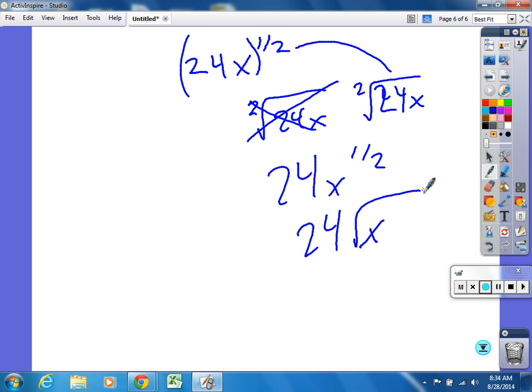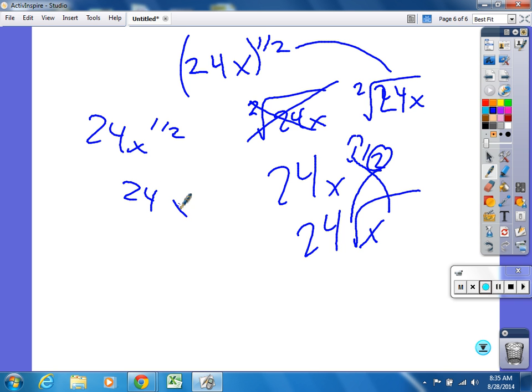Square root again, right? And what power on the x? 1. Right there. 2. Everybody understand that? You see the difference between a parenthesis and a non-parenthesis. That is something a lot of students struggle with. Okay? So once again, the final answer of 24x to the 1/2 would be 24 square root of x. Yes, ma'am.